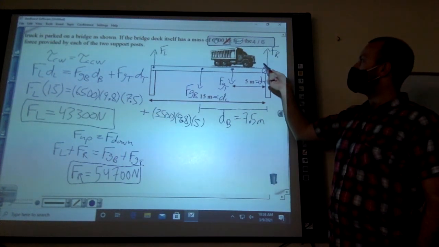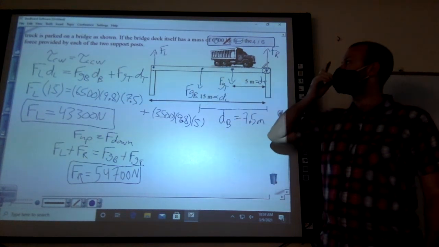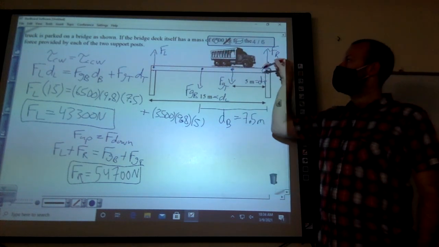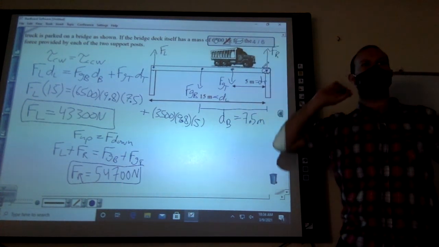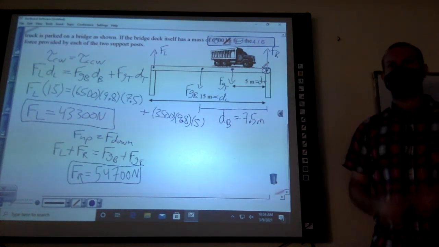These forces are very nicely 90 degrees to my beam. Tomorrow they're not. We're going to have forces at an angle, which means we need to have parallel to the beam components, perpendicular to the beam components. It is easy. Just take this, add triangles.